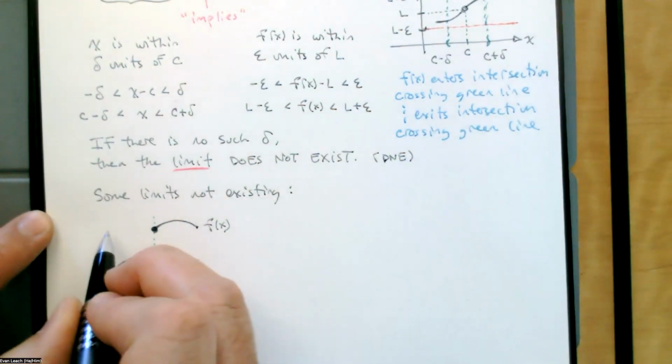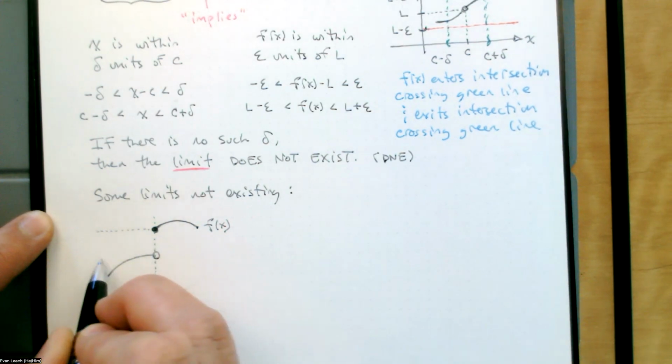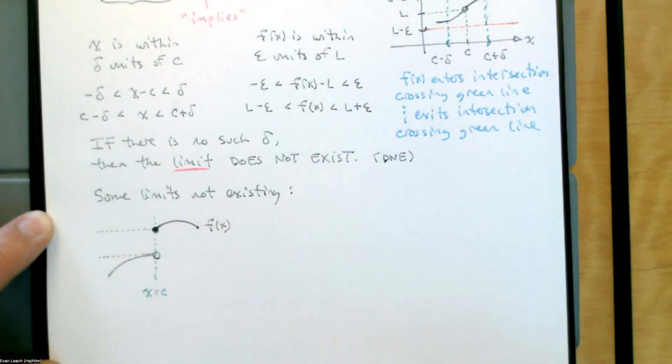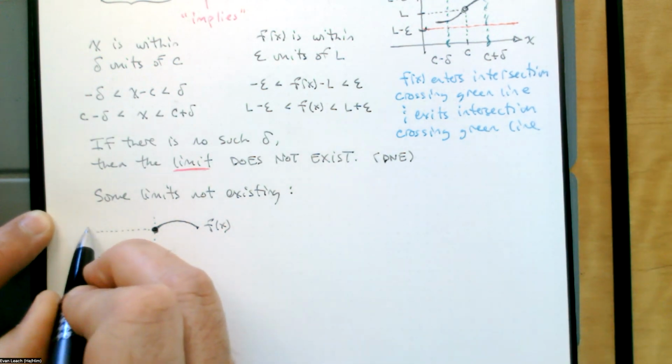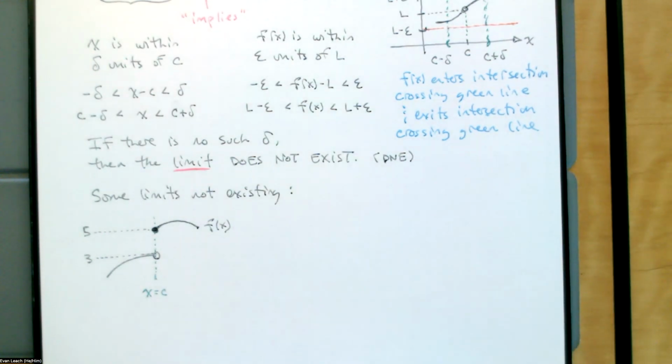So let's say if this happens at C, we are not approaching 5. We're approaching 5 from one side, but not the other. We're approaching 3 from one side, but not the other. We are not getting close to any one value on this function. F of x is not approaching 5 or 3 from both sides.